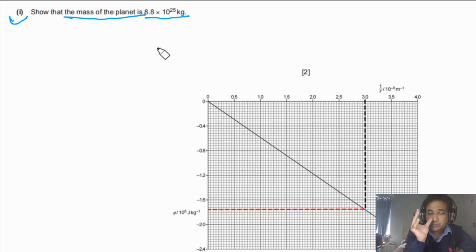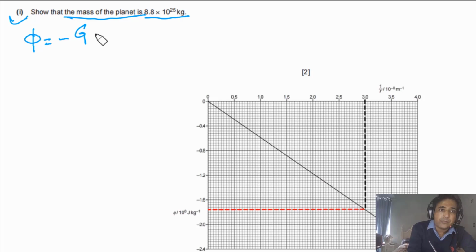First of all, you need to think about what is given to you. So in this case we have a graph between phi and 1 over r. Simply, we can start with this one. We have phi equal to negative GM divided by r, and we can simplify this a little bit. We can say negative GM times 1 over r.